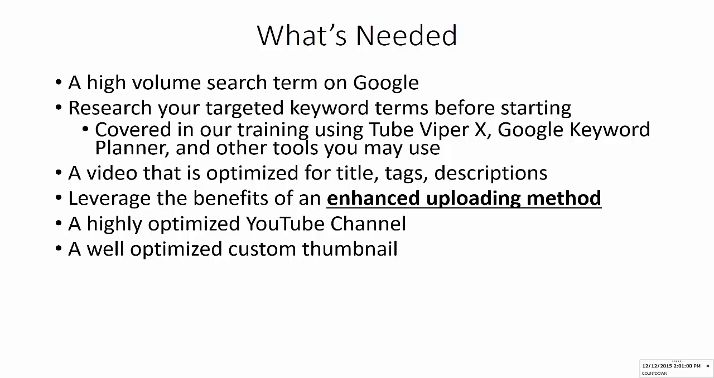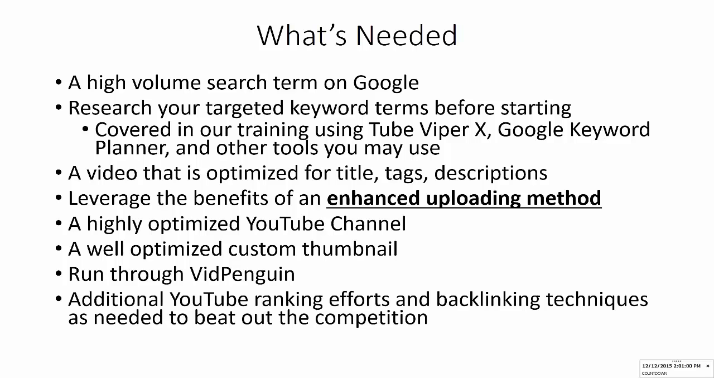Of course, you need a well-optimized custom thumbnail. We talk about this in the video, and in fact, I suggested a tool called Insta Thumbnail. It's kind of a neat little tool. Or if you're in Camtasia, what I do is I copy a frame, and then I go in and optimize that thumbnail. Going into the actual meta tags of the JPEG image, I'll put in tags and a description. I'll give it a really good name that is reflective of my keyword. Then, of course, I run it through VidPenguin.